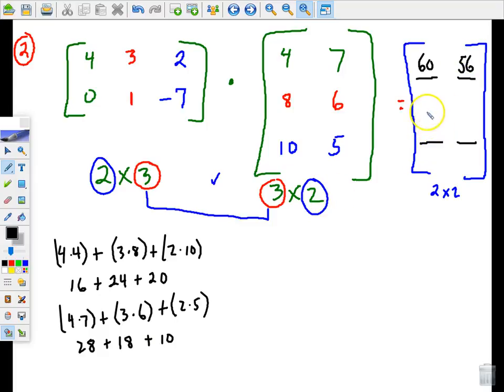Okay, this is row 2, column 1. So we're going to use row 2 times column 1. All right, green with green, 0 times 4, plus 1 times 8, the reds, plus negative 7 times 10.